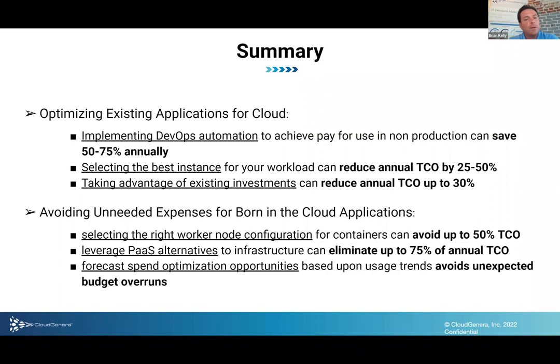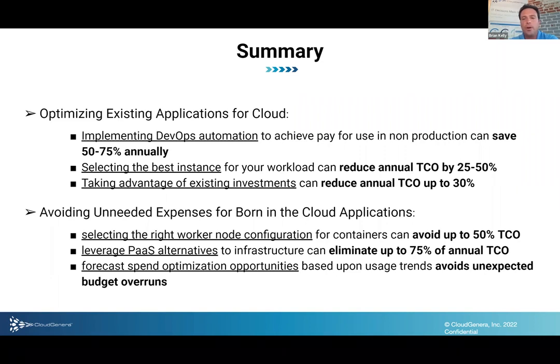Next, we talked about selecting the best instance for your workload. Companies like Amazon and Microsoft and Google are giving you way more options than you ever had available to you in your data center. That's both a blessing and a curse. The blessing is that you have more options. The curse is that you need to be proactive in making sure that you're leveraging the best options.